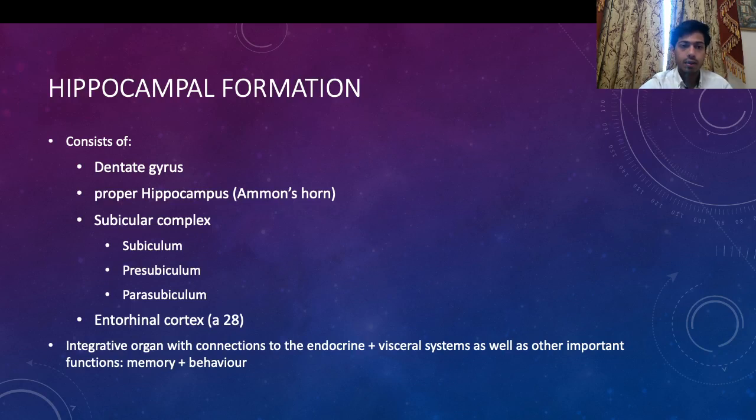And what is the function of the hippocampal formation, or the hippocampus? Essentially, it is an integrative organ with connections to the endocrine and visceral systems, as well as alongside its other functions, which are primarily memory formation, memory retention, and also behavioral evolution, and also emotional evolution as well.